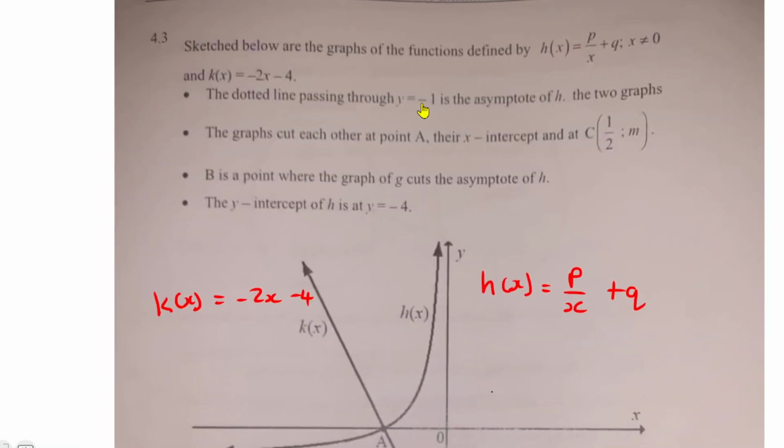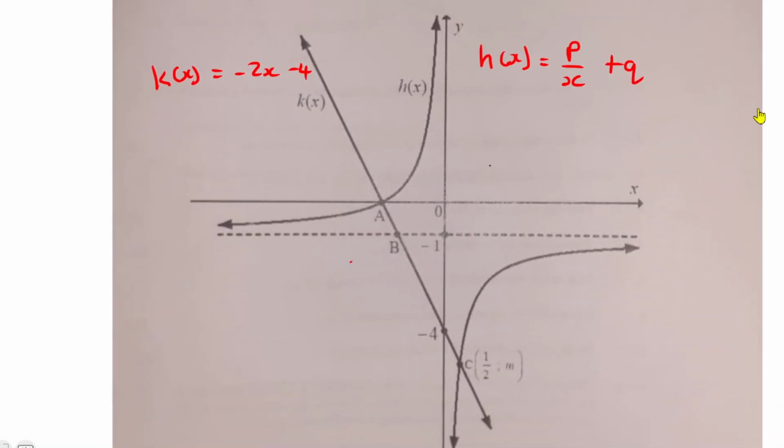The dotted line passing through y equals negative 1 is the asymptote of h. Okay, let's look at it. Yeah, so this is the asymptote of h. There's a line that is passing through the y-axis. So this line, they said, is an asymptote. That means that this is going to be our q. So q is equal to negative 1. That means this graph has been lowered 1 unit from the point of origin. It has been lowered to negative 1. So we already know what q is. Remember, q is the value if the graph has been lifted up or shifted down. So we already know it is shifted 1 unit down.